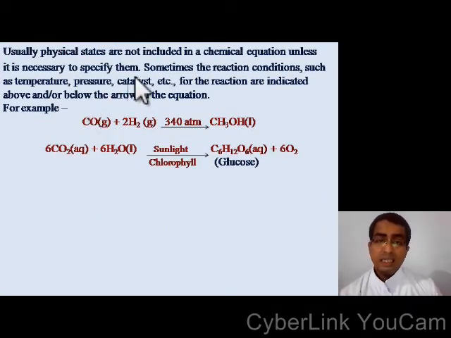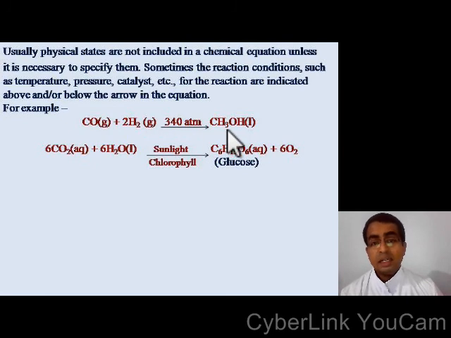Usually, the physical states are not included in a chemical equation unless it is necessary to specify them. Now, sometimes the reaction conditions such as temperature, pressure, catalyst, etc. for the reaction are indicated above or below the arrow in the equation. So the reaction conditions, in which temperature or which pressure the particular reaction is taking place, which catalyst is used, that is indicated above or below the arrow of the equation.